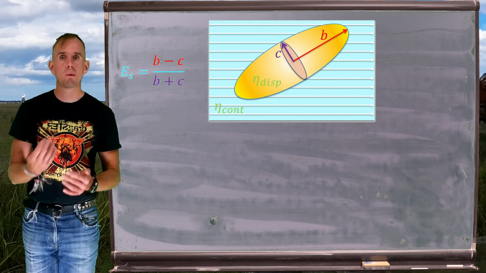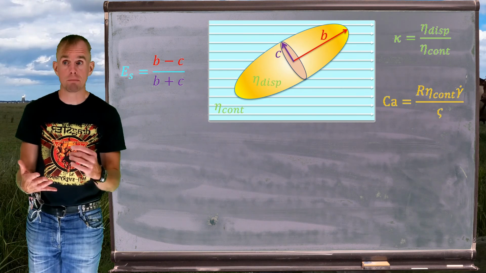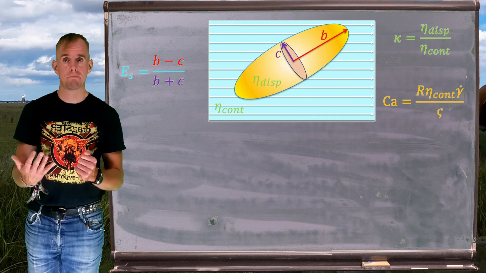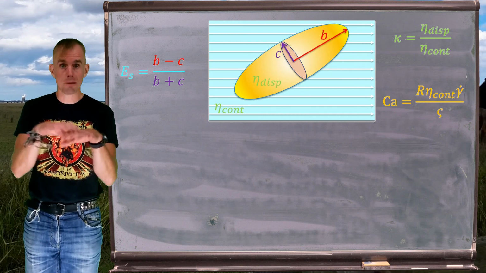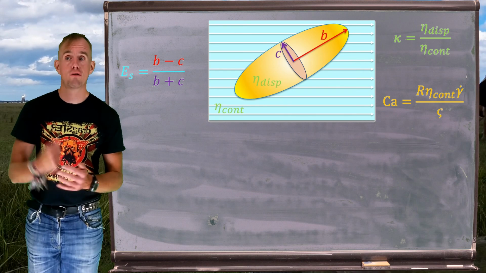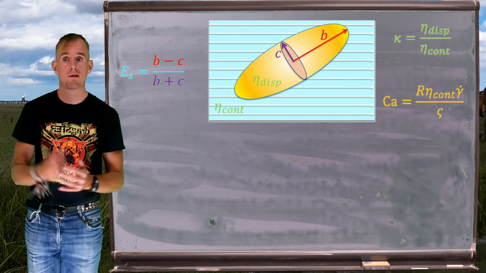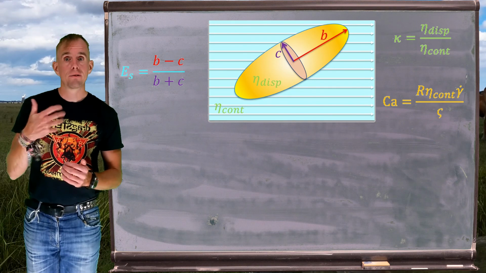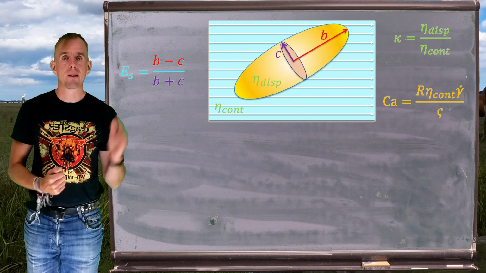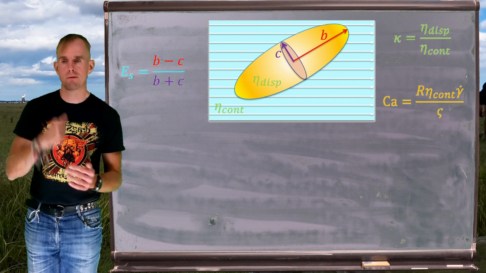Now, a few quantities I'm going to put on the board now. We need a measure of shape because we're looking at deformation. So ellipticity is B minus C over B plus C. If B equals C, i.e. our droplet is spherical, ES is 0. As our spherical droplet elongates into an ellipsoid, ES increases. Kappa is a viscosity ratio, the ratio of the dispersed phase to the continuous phase. And also there on the board is that all-important non-dimensional group, the capillary number, viscous stress over surface stress.